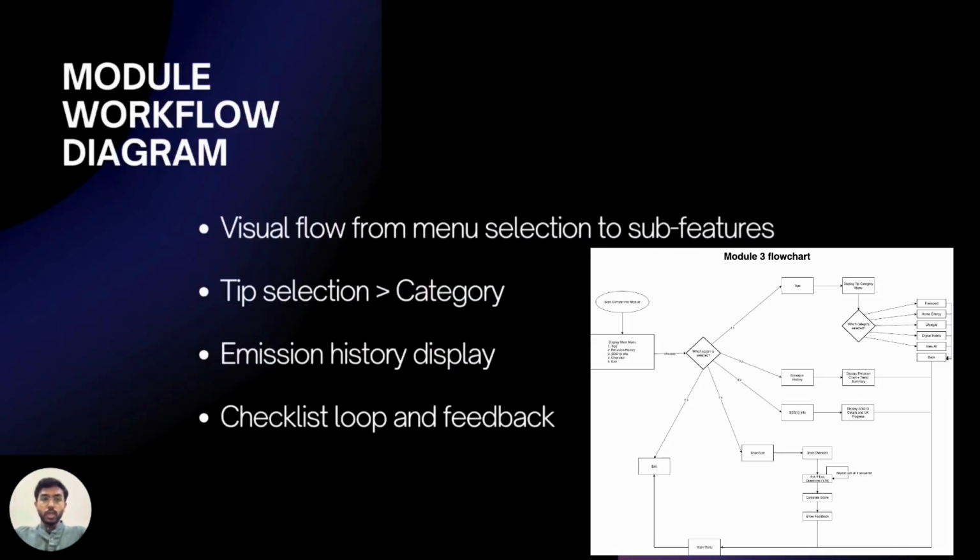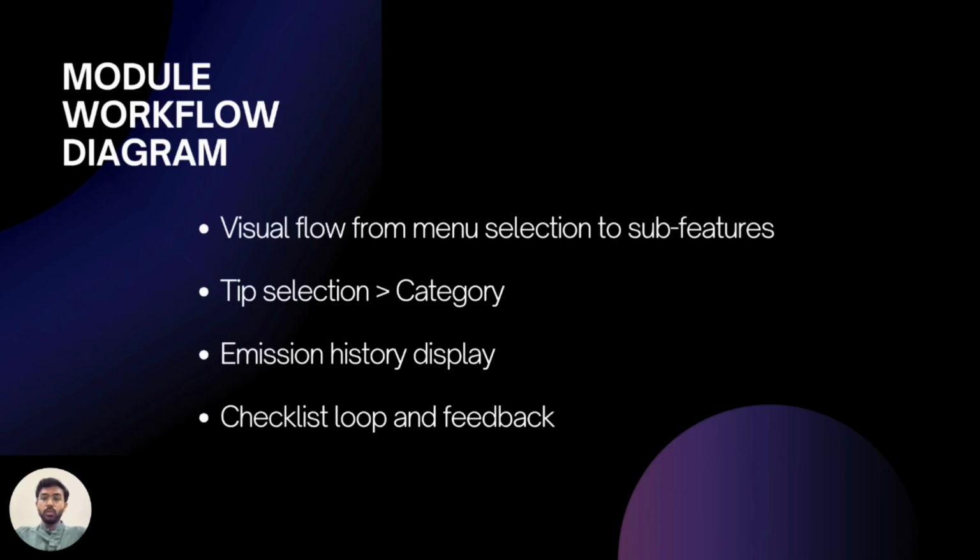So here's the flow chart of my part for module 3. This diagram shows how the user flows through the system. They start at the main menu and choose from four options. Each option has a clearly defined flow and returns them to the menu. This makes the interface easy to understand and use even for someone with no technical background.